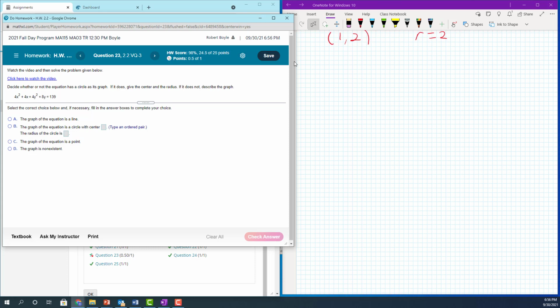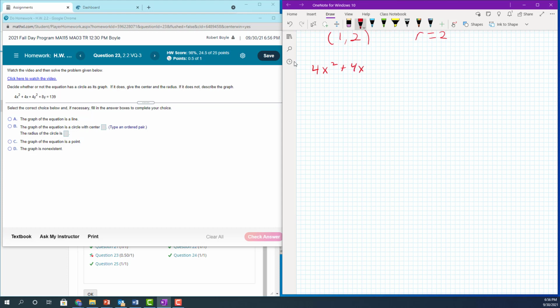So we have 4x squared plus 4x, I'm going to give myself some space, 4y squared plus 8y is equal to 139. Now notice that all these are factors of 4. So I think one thing that we can do is just divide everything by 4. And if we do, we will have x squared plus x. And over here we will have y squared plus 2y is equal to 139 divided by 4.